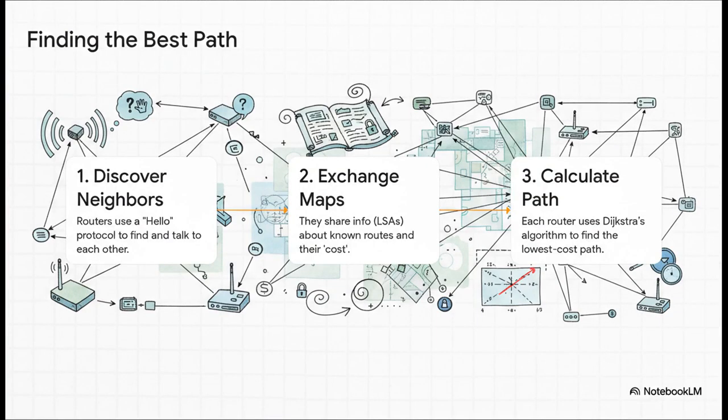The whole process is kind of like a three-step dance. First, routers send out a hello to find their immediate neighbors, just to see who's online. Second, they exchange their maps. These maps are called Link State Advertisements, or LSAs for short. And finally, each router on its own runs a famous algorithm to calculate the absolute lowest cost path to every other destination. This ensures everyone agrees on what the best routes are.